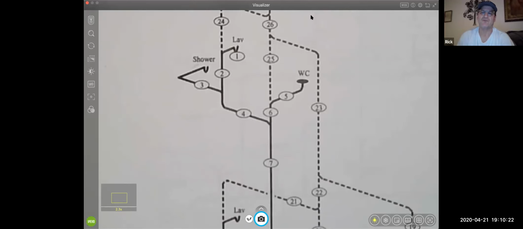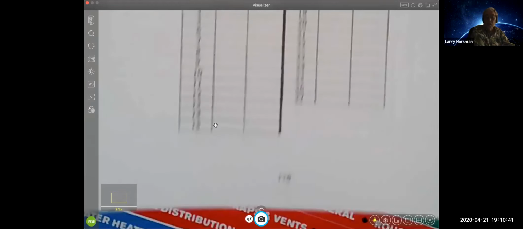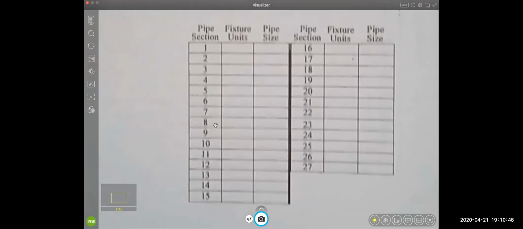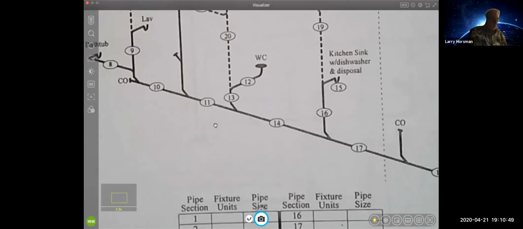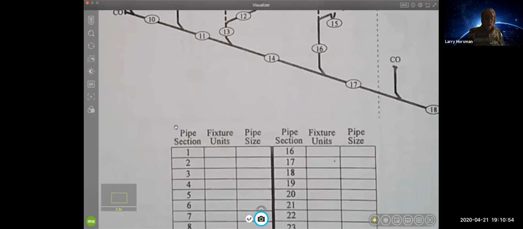Why does the water closet on the right show a 5? These are just the pipe sections. So this is pipe section 1, pipe section 2, pipe section 3, pipe section 4, pipe section 5. So that goes with the little table down at the bottom. And so I'm going to send this out. And so what you'll have is for each pipe section, you'll have the fixture units, and they just add as you go downstream.